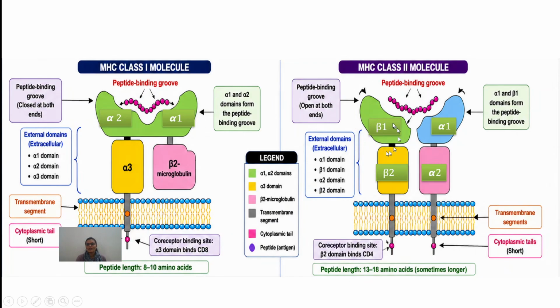This part is the external domain, the extracellular structure, in which there are alpha 1 domain, alpha 2 domain, beta 1 and beta 2 domain. This is the transmembrane segment. The main comparison between MHC class 1 and class 2 is that in class 1 the transmembrane segment is present only on the alpha 3, while in class 2 both chains anchor in the transmembrane segment as well as the cytoplasmic tail. So beta 2 and alpha 2 both have a transmembrane segment. Here the CD4 of the T helper cell will bind to this segment.